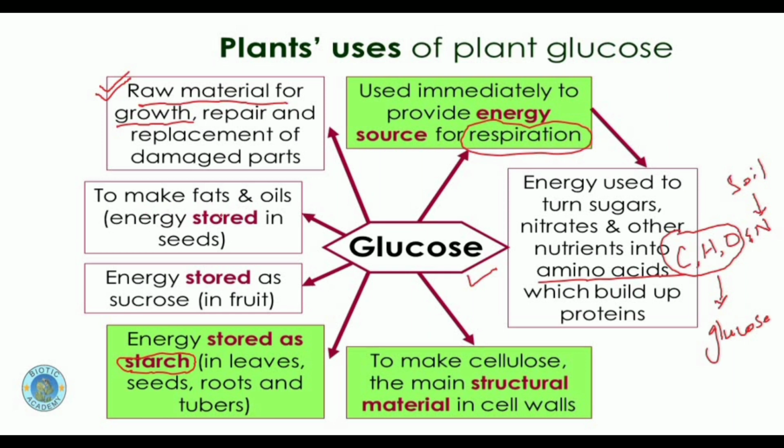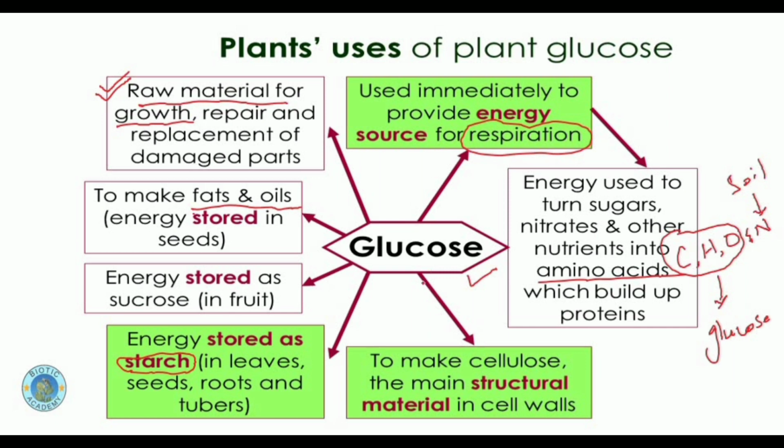Now some of the plants also make fats and oil, which are basically energy stored in the seed. Some of the glucose is converted into fats and oil, and these are stored in the seeds for the growth of the new seedling. These are the reserve material, or we also call them the endosperm of the seed. The endosperm of the seed is a reserve food for the upcoming embryo or seedling of the plant.